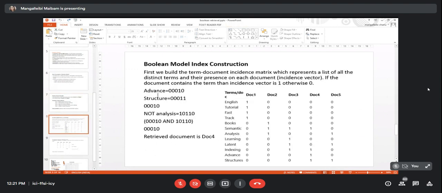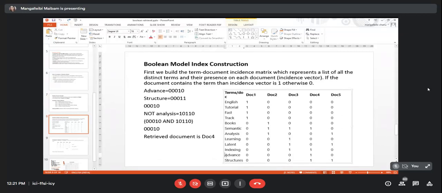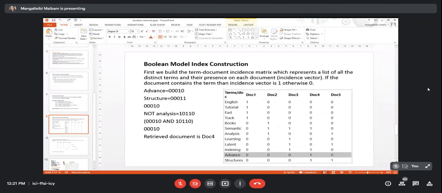You see here for advance it is 0, 0, 0, 1, 0. You can check from this part. This means advance is present only in document D4 and it is not present in the remaining documents. That's why it is represented by the Boolean numbers 0, 0, 0, 1 and 0.